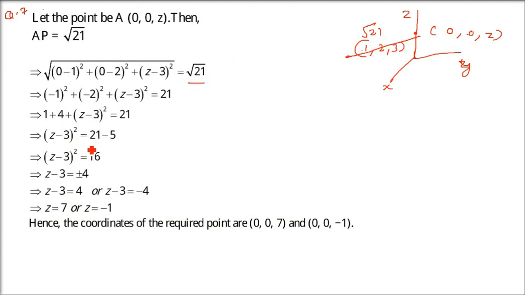There will be 2 values of z, because basically (z minus 3) whole square will be equal to 16. z minus 3 equal to plus minus 4, one time take plus, one time take minus, z will be 7, z will be minus 1. So the 2 coordinates you are going to get are (0, 0, 7) and (0, 0, minus 1). 8 octants are there, remember.